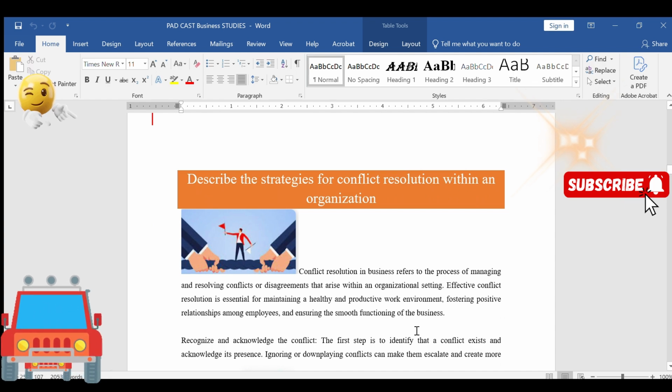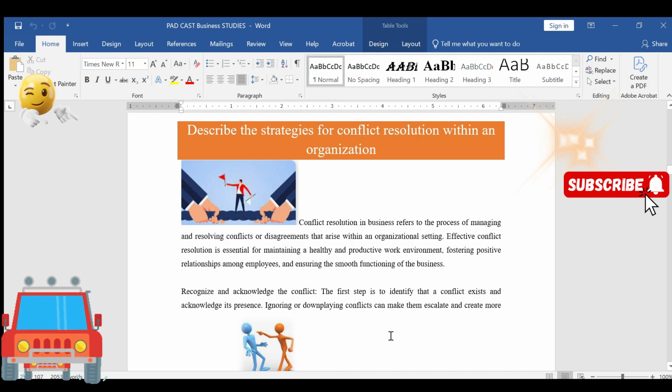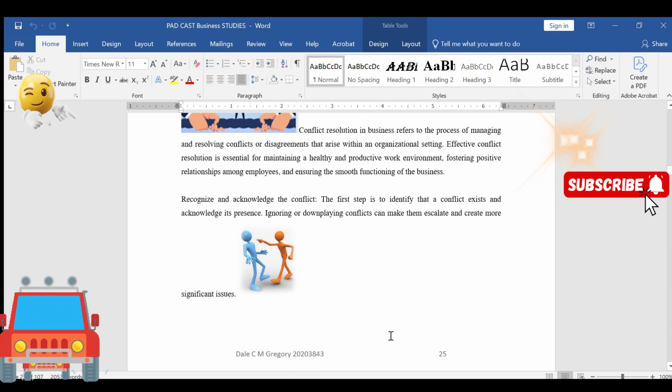Describe the strategies for conflict resolution within an organization. Conflict resolution in business refers to the process of managing and resolving conflicts or disagreements that arise within organizational settings. Effective conflict resolution is essential for maintaining a healthy and productive work environment, fostering positive relationships among employees, and ensuring the smooth functioning of the business.